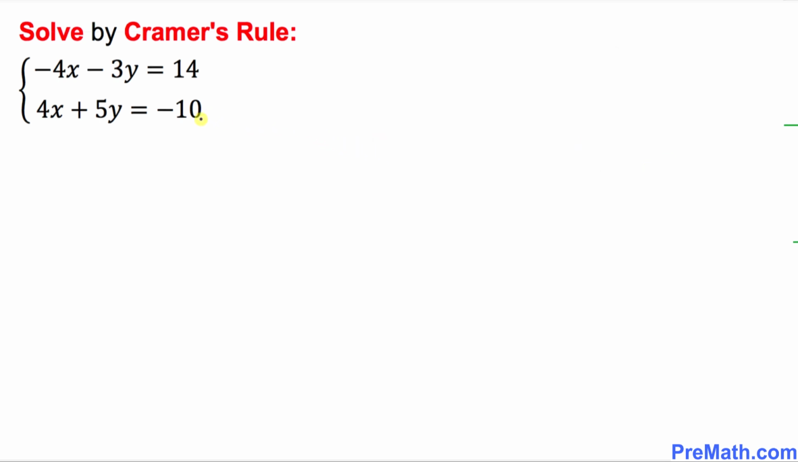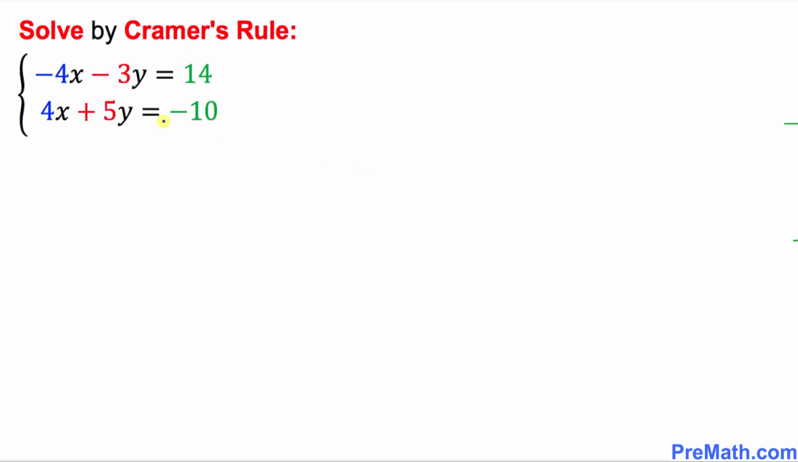Before we get started with our solution, I want to tweak this problem a little bit differently. As you can see, I have changed the colors of the coefficients. The coefficients of x variables are in blue, the coefficients of y are in red, and the right hand side constants are in green.